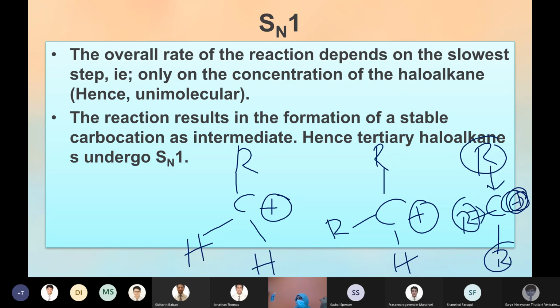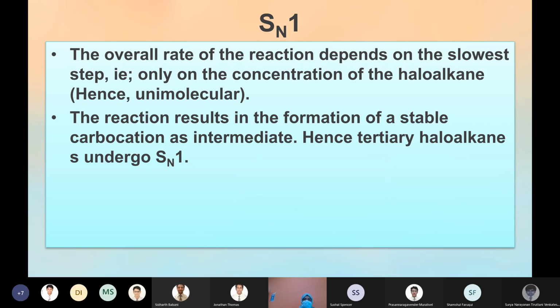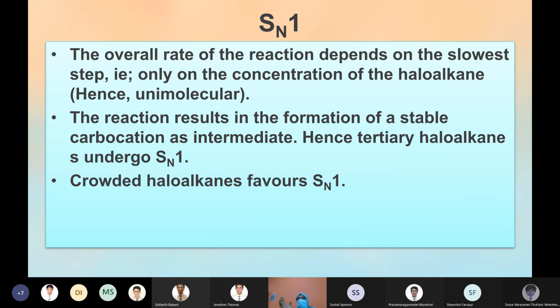In SN2, we already discussed that it is primary, because less bulky group, easy for SN2. Here, more bulky group, easy for SN1, because tertiary is more stable. So that is what you can compare. SN1 reaction is basically preferred by tertiary compounds and SN2 reaction by primary. Then what about secondary? It can go both ways based on the situation.